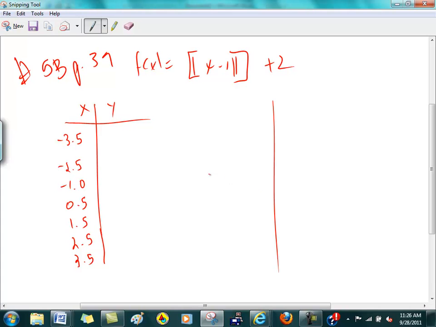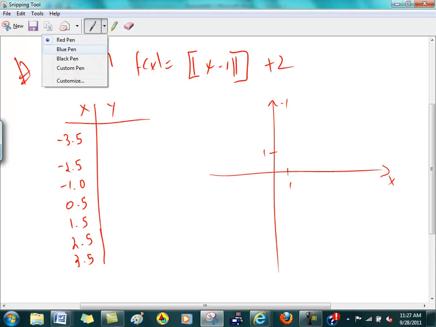So your graph, label your axis, and put a tick mark in there so that I know what the scale is. So when x is negative 3.5, Justin, are you paying attention here? Surbir, when x is negative 3.5, you put it in here, what do you get inside? Negative 4.5. What is the greatest integer less than negative 4.5? Negative 5. Okay, negative 5 plus 2.